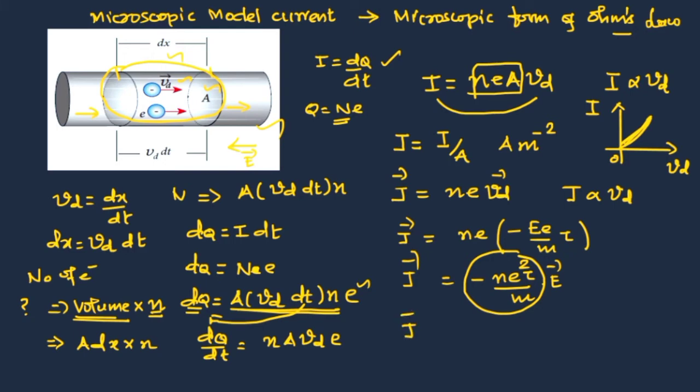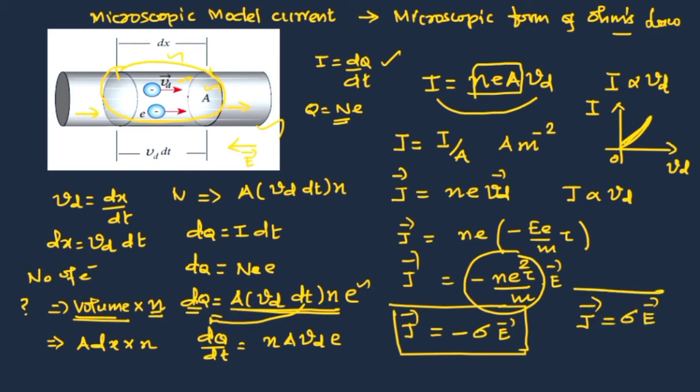So J vector is equal to sigma into E vector, and this expression is called the microscopic form of Ohm's law. What is the microscopic form of Ohm's law? J vector is equal to sigma into E vector is called the microscopic form of Ohm's law. You just keep in mind. It's a very important 5-mark question for us.